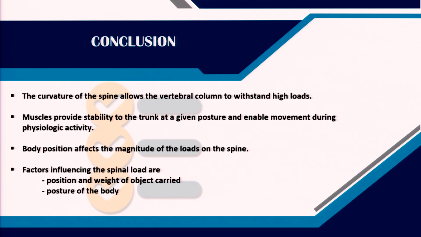Let us come to the conclusions of this lecture on the spine. The curvature of the spine allows the vertebral column to withstand high loads. The muscles provide stability to the trunk at a given posture and enable movement during physiological activity. Body position affects the magnitude of the loads on the spine, and the factors influencing the spinal loads are the position and weight of the object carried and the posture of the body.